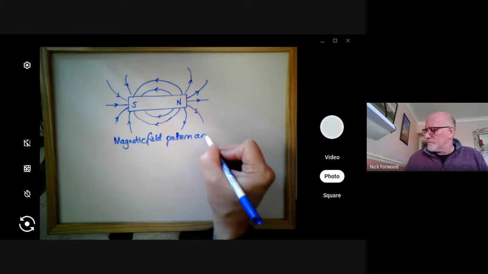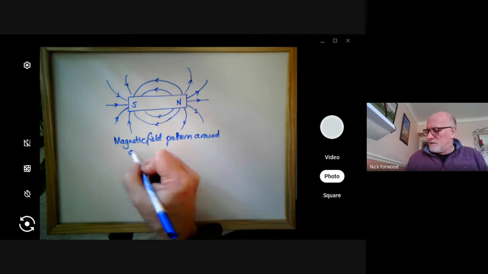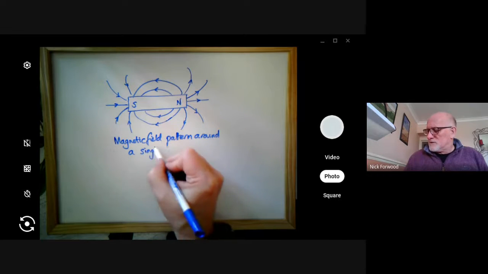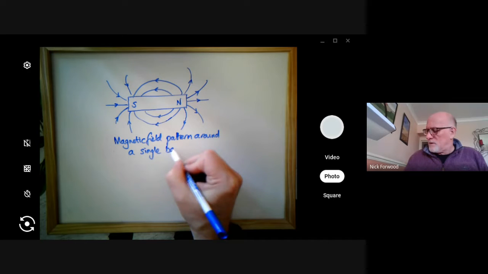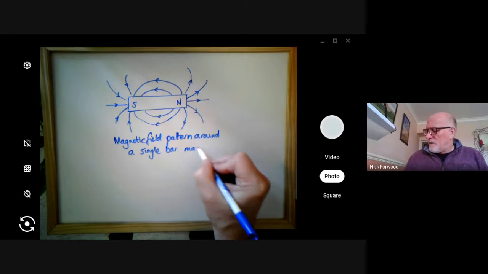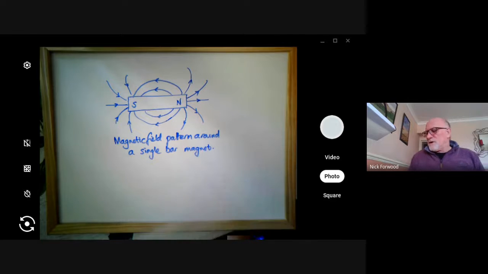Around a single bar magnet. And of course, as usual, if I'm drawing stuff on my whiteboard, you need to copy it down into your neat notes so you can remember it. Okay, so that's a single bar magnet.